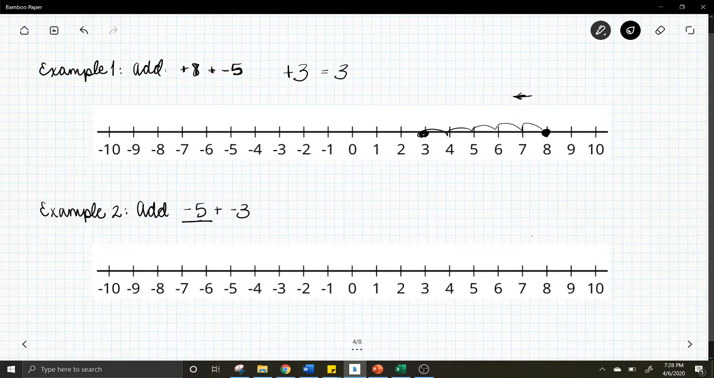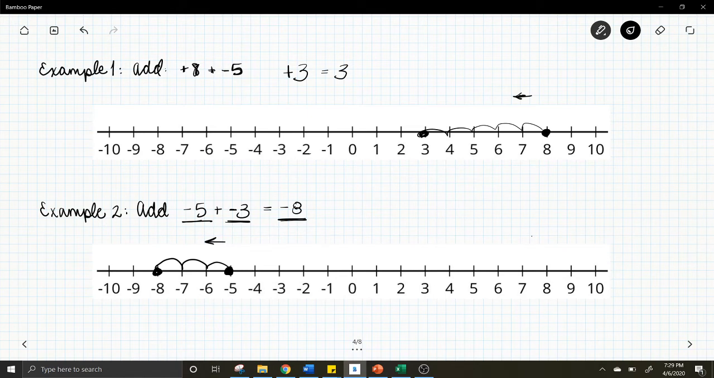The first integer is negative 5. And we're adding negative 3. So we're adding a negative number. We're going to the left 3 spaces, 1, 2, 3. So this one follows our first rule. That was when we add two negative numbers, the sum is a negative number. So we started at negative 5, we went to the left 3 spaces, and we ended at negative 8. So that's another example of adding integers.